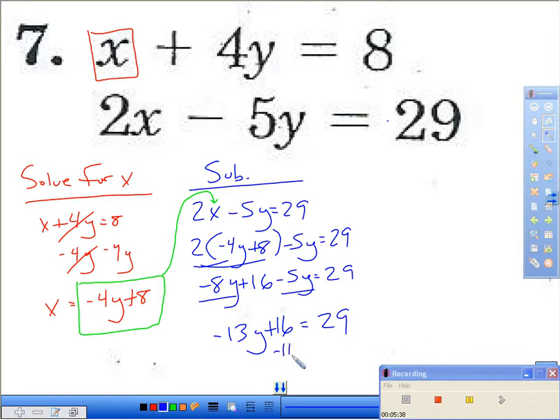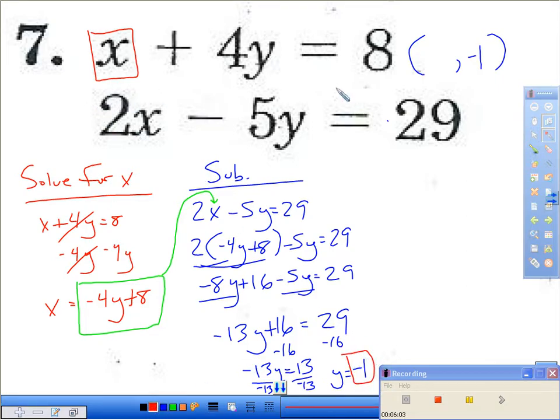Then we'll subtract 16 from both sides, and that will result in negative 13y equals 13. Our last step is to divide both sides by negative 13. So our y value comes out to be negative 1. So that's the first part of our solution. We have negative 1 for our y coordinate. Then we need to find the x coordinate. Well, once we know the y coordinate, it's not very difficult to find the x coordinate.